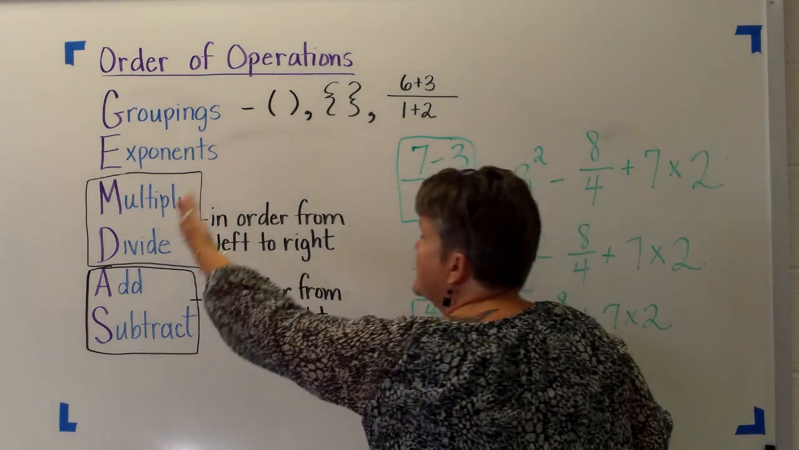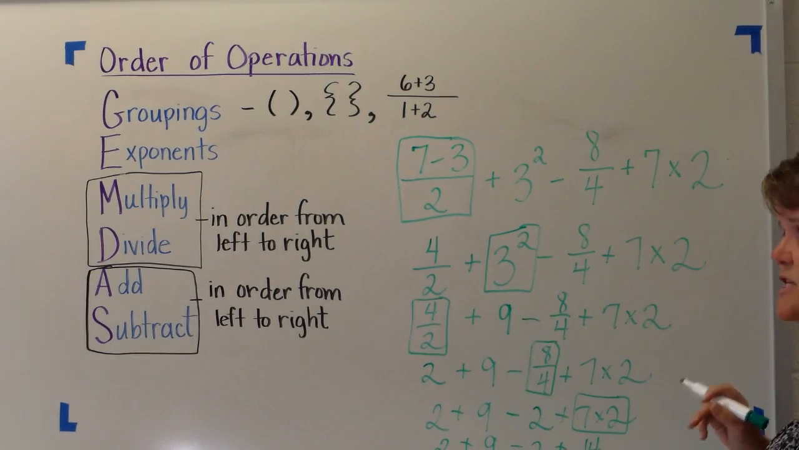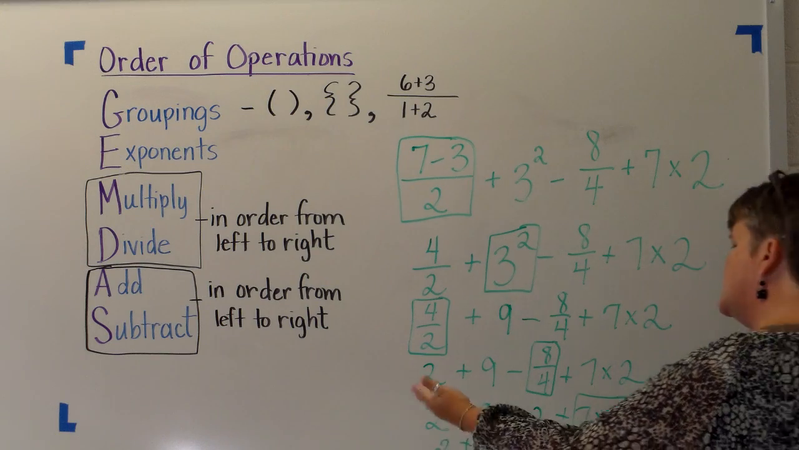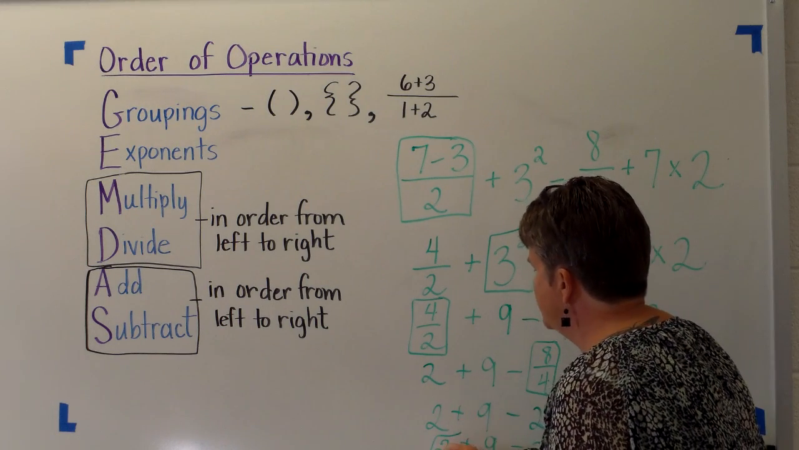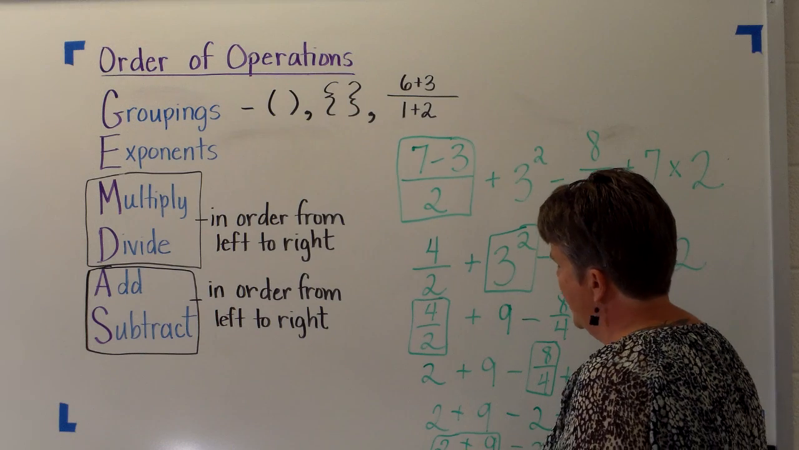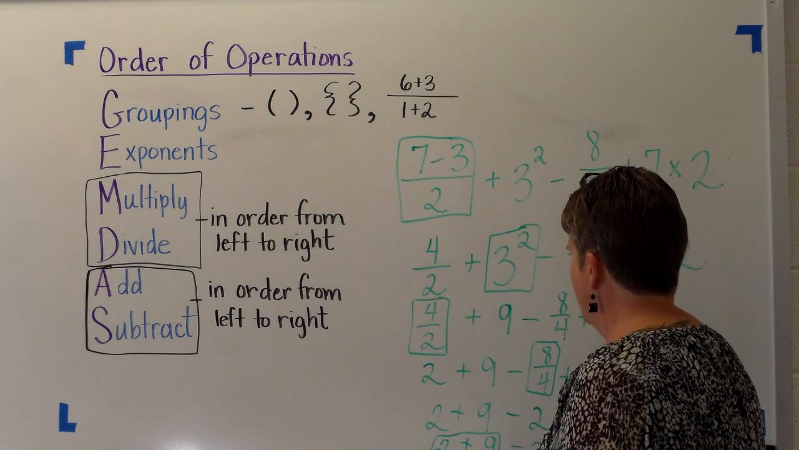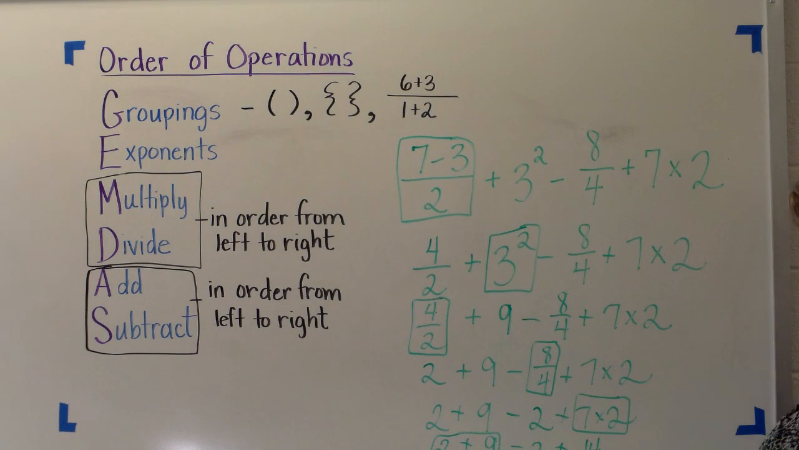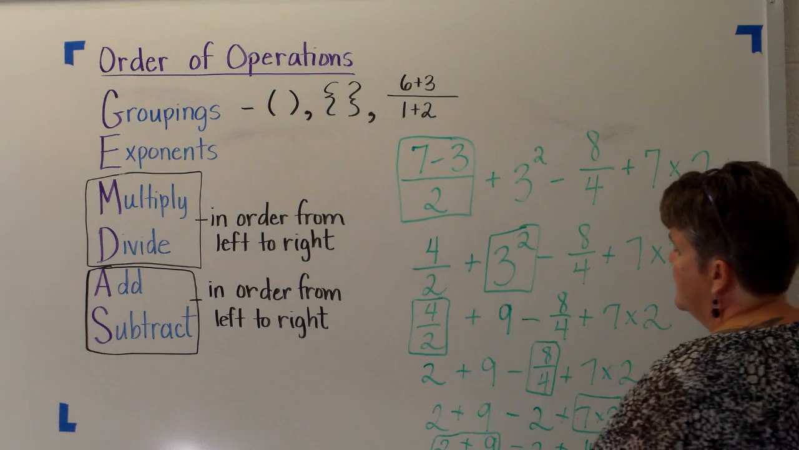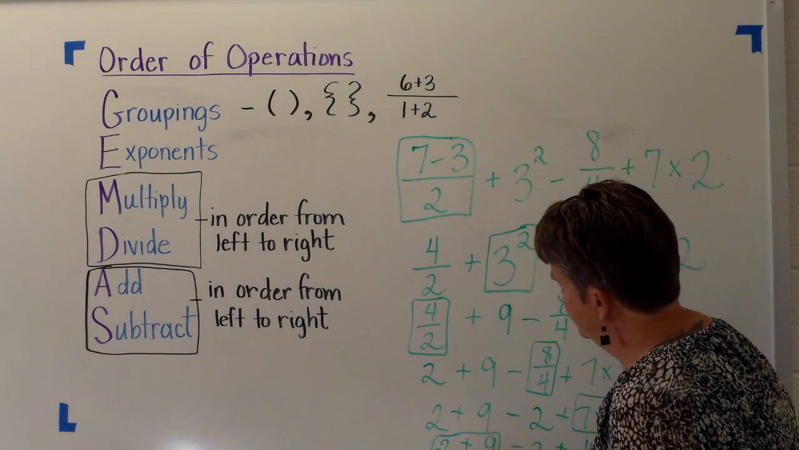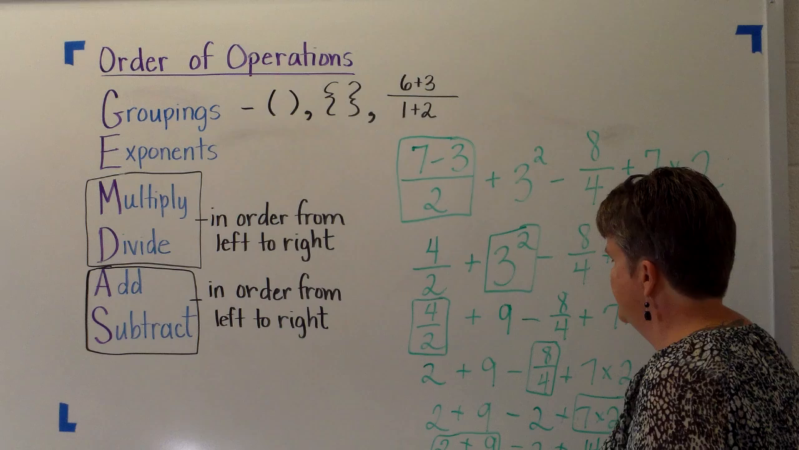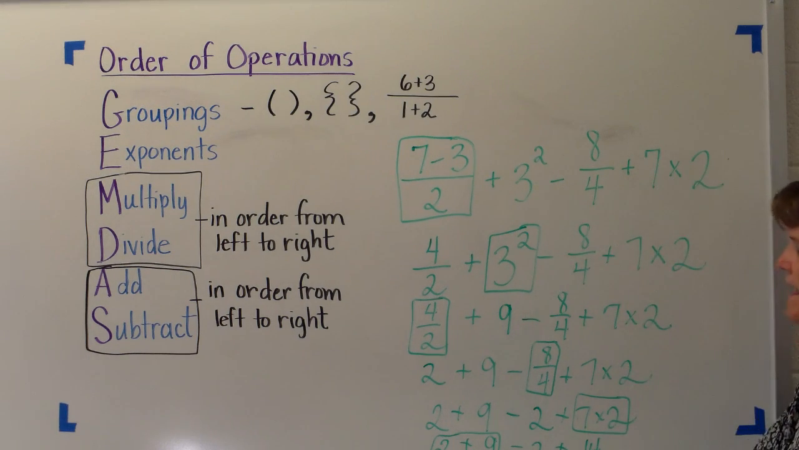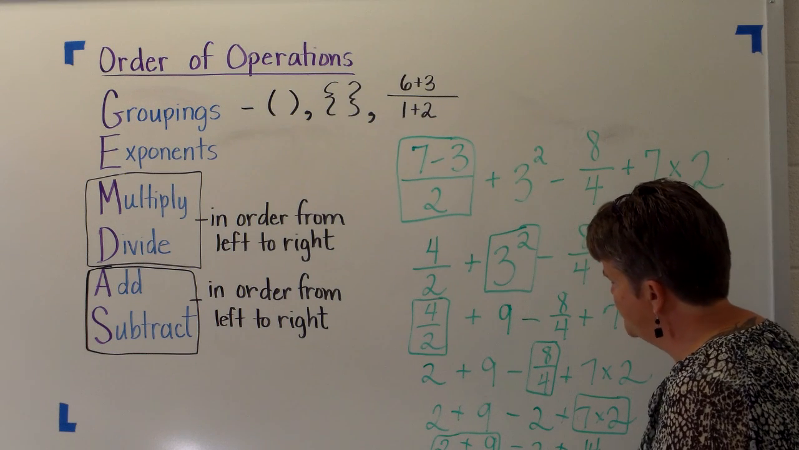So I go on to my next piece, which is addition and subtraction. Again, in order from left to right. So I start here, and the first thing I come to is an addition problem of 2 plus 9, which is 11. Copy down the rest of the problem. Not finished, so I check again. Starting left to right. 11 minus 2. Getting to the bottom now. 9 plus 14. And finally, the addition problem of 9 plus 14.